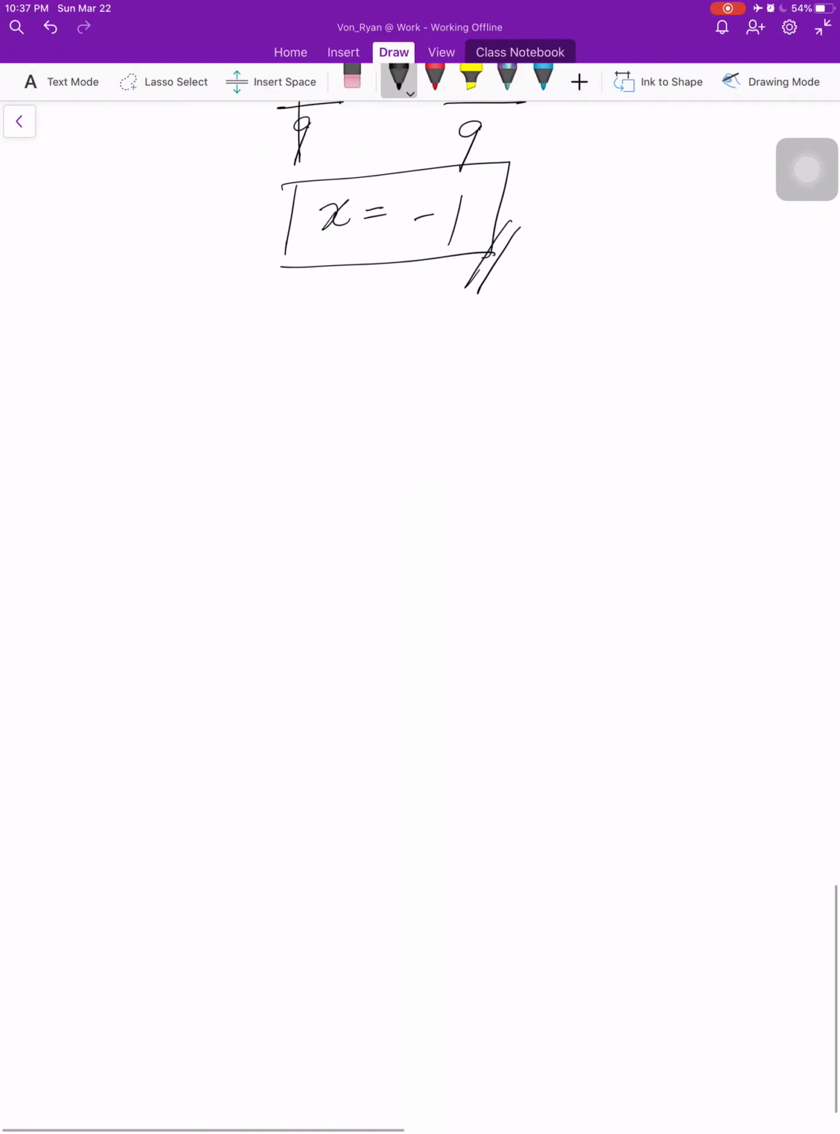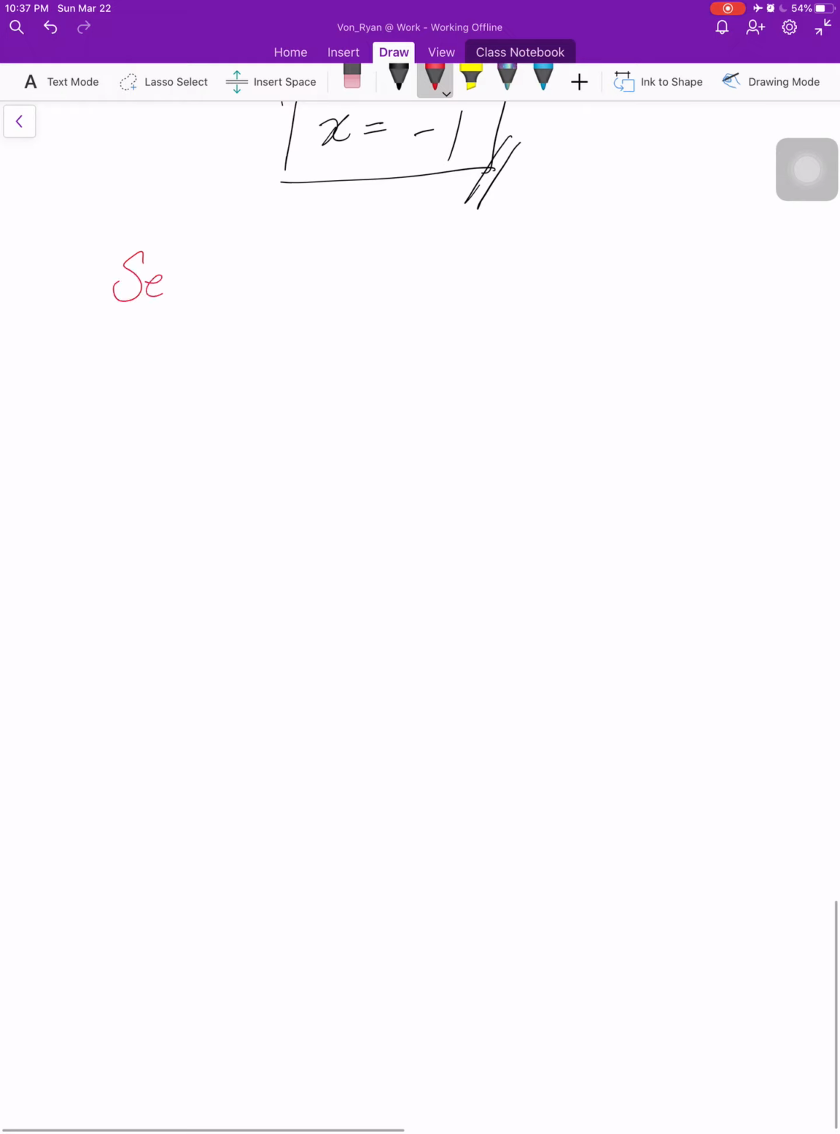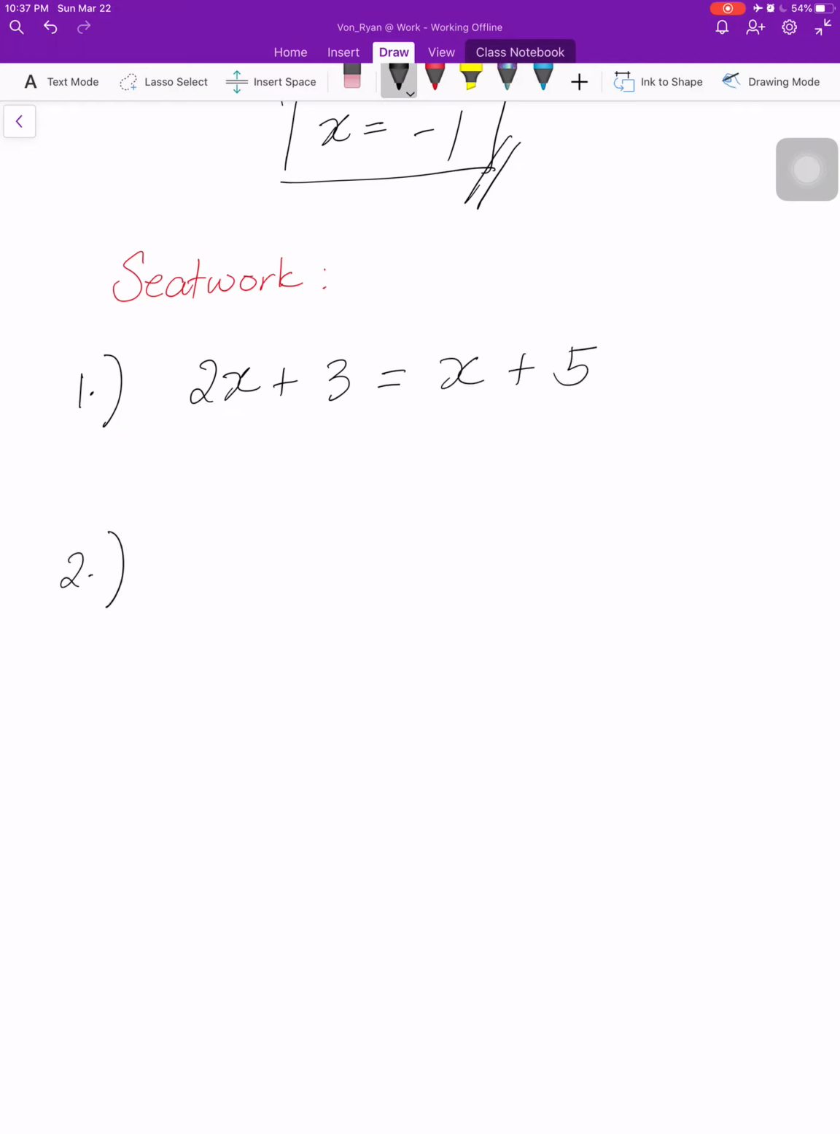Now, at this point, I'm going to leave you with some seat work. I'm going to write the questions, and I want you to pause the video so you can work on it in your notebook. Copy it in your notebook, and then later on I'll write the answers. Okay, so seat work would be 2x plus 3 equals x plus 5. Then you have 5y plus 4 equals 3y plus 6. 4a minus 3 equals 3a plus 4.